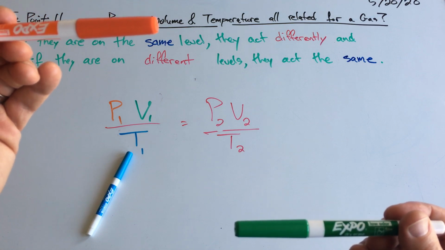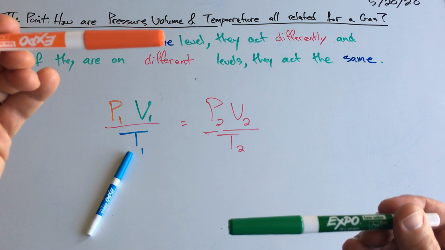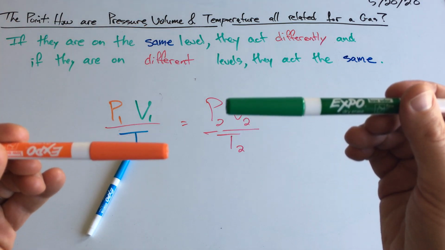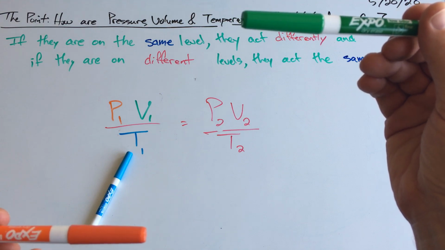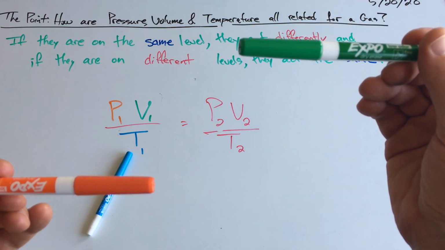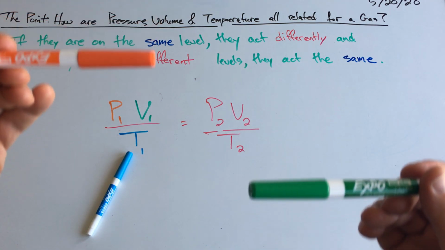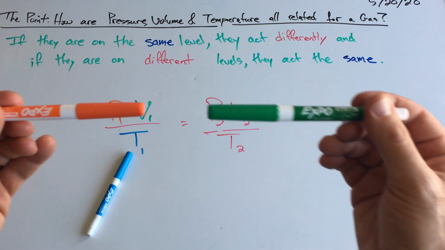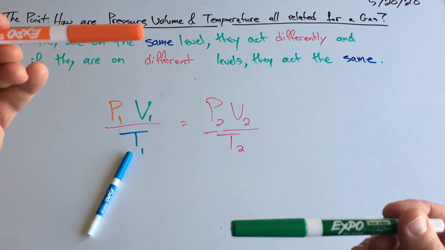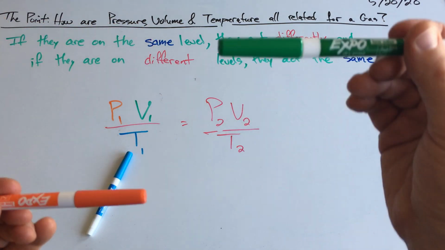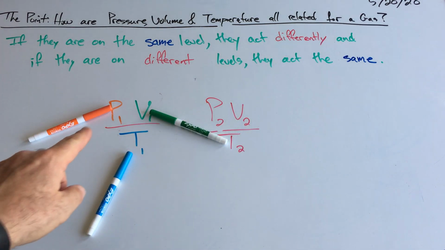And we remember this from if I take a balloon out into space and lower the pressure, the size of the balloon increases. Or vice versa, if I take the balloon underwater and increase that pressure, the balloon gets smaller. So because these are on the same level, they act differently. So as pressure decreases, volume increases, and vice versa. So if they're on the same level, they act differently.